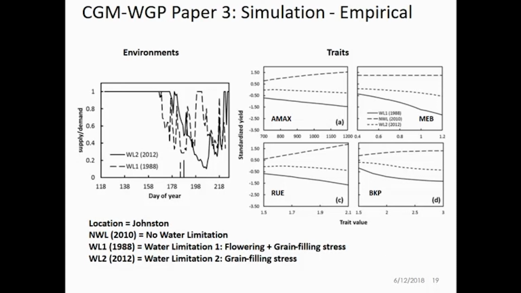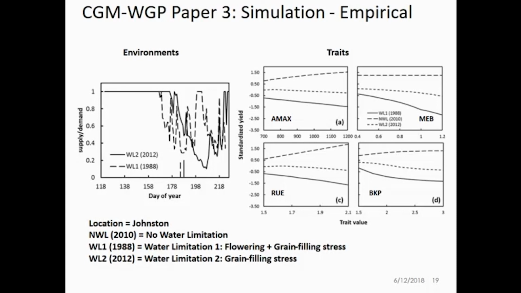And so this is just showing you the patterns of development and water deficit in relation to development. This is the flowering time. So 2012 is the solid line, the dashed line in this graphic is 1988, just showing you that in 1988 we got a touch of flowering stress as well as grain filling stress, whereas 2012 was another drought year, but it was mostly grain filling stress that we actually got.